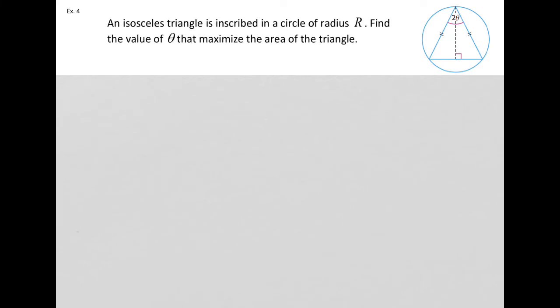Example 4. An isosceles triangle is inscribed in a circle. Inscribed means it's inside the circle, with a radius r. R, remember, that's a constant. Find the value of theta, which is a variable, that maximizes the area of the triangle. Because we are trying to find the maximum area of the triangle, our equation will be area equals a half base times the height.